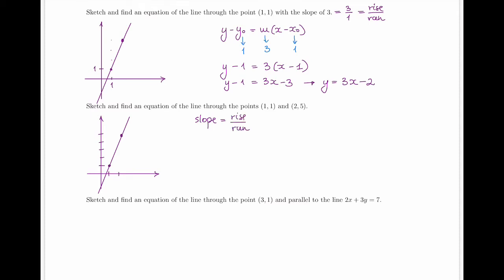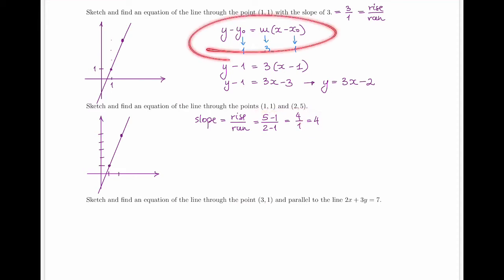Slope is rise over run, and it doesn't matter which way you go, from the first point to the second or from the second to the first. The rise is the difference in y's, so 5 minus 1, and the run is the difference in x's, so 2 minus 1. So I get 4 over 1, or 4, and we can see that this is exactly what happened here. I have risen 4 and ran 1. Okay, so now I have a value for the slope, and I have two different points.